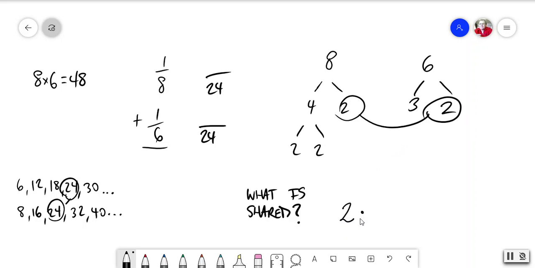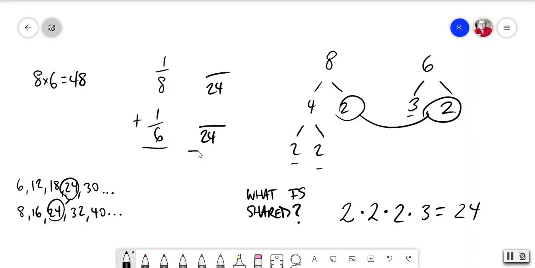Times. Now I have to say what is not shared. These are not shared. I mean, they're both in the same tree, but the sharing has to be from one tree to the other. You can't share with yourself. So I have to put 2 more 2's in to account for these guys. 3 is not shared, so I have to stick that in. Now, multiply it all and see what I get. 2 times 2 is 4. Times 2 is 8. Times 3 is, ta-da, 24.